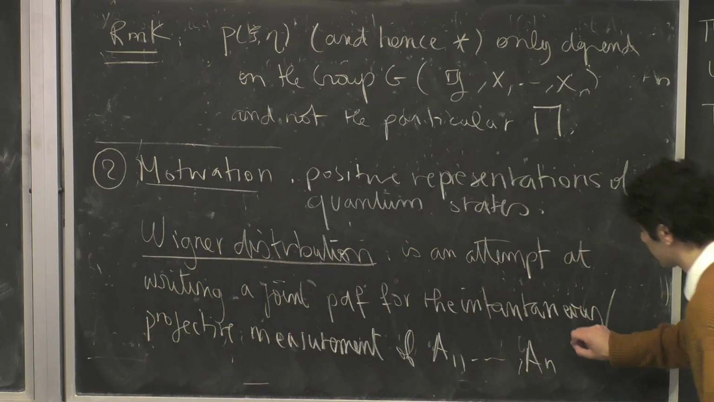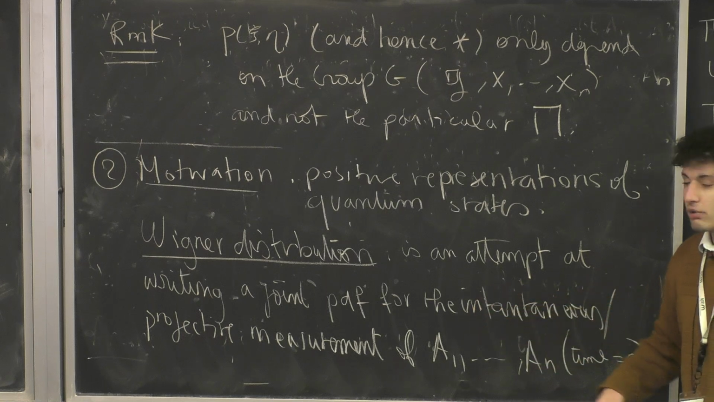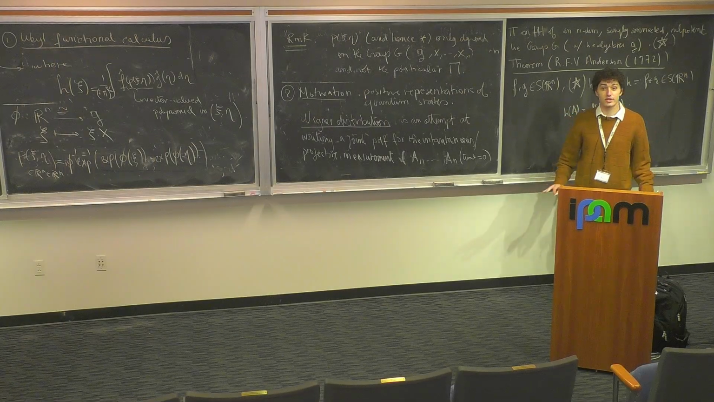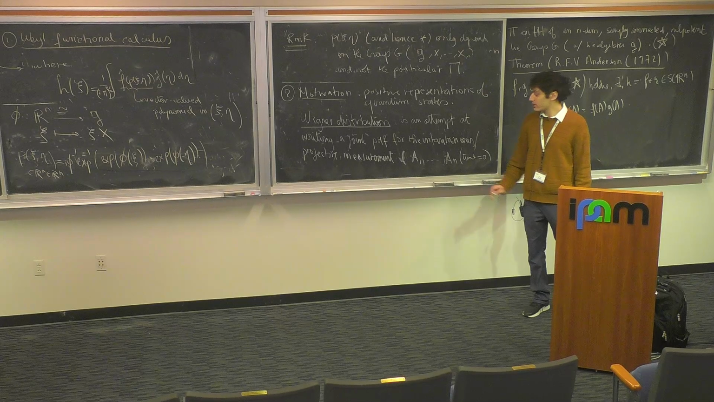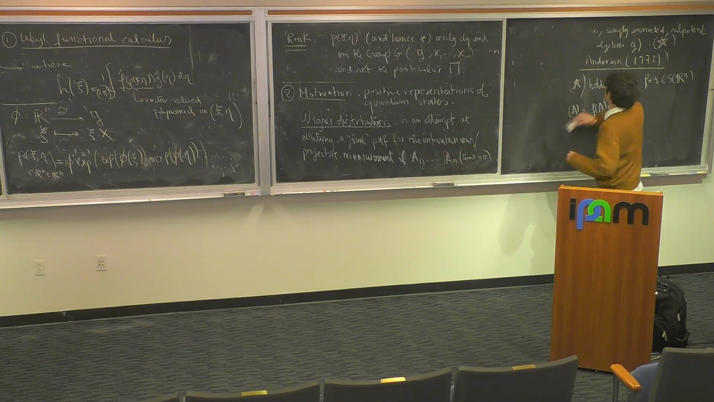And here I will put time equals 0, just to give the picture that we have an experiment in which we are trying to instantly and simultaneously fully projectively measure the N operators. And I will write down a formula for the Wigner distribution.